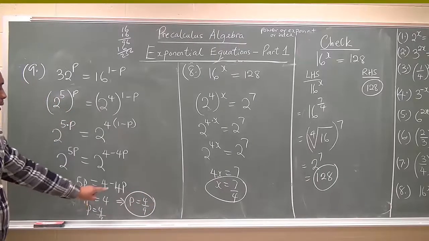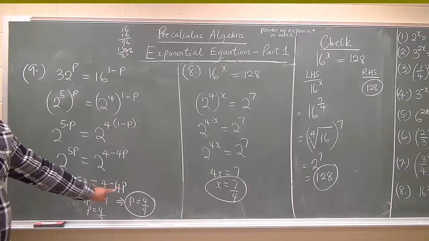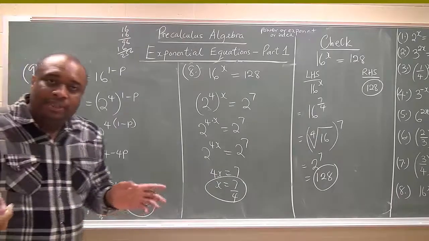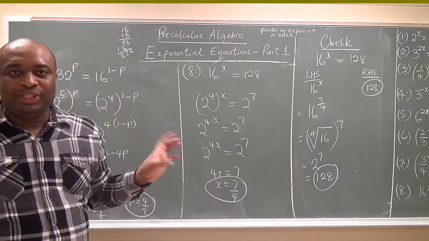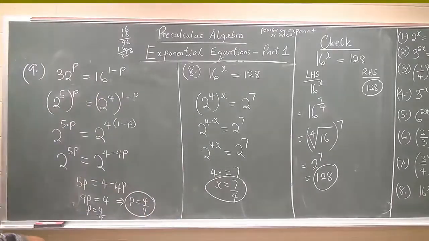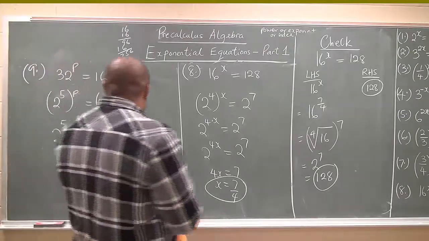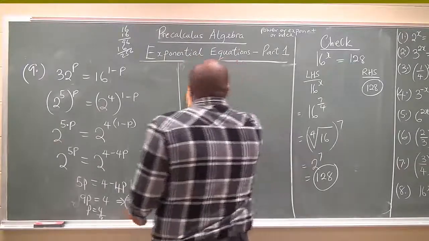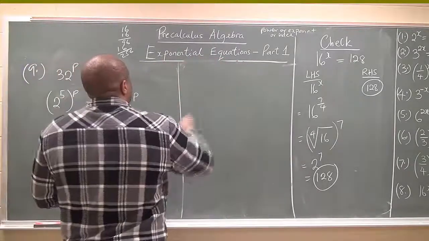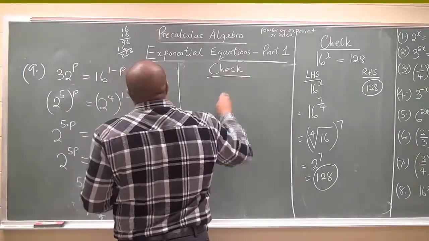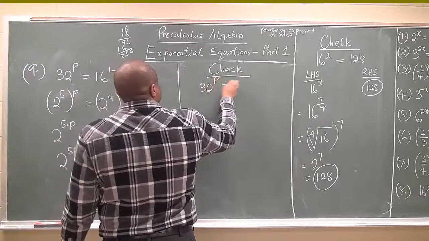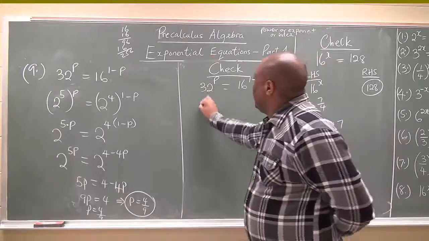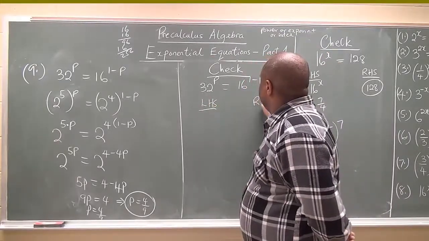Now, please, if your question is, how did you get 9p? Then I will say, go to my website, view my video on linear equations. Okay? If your question is that. Okay, so our p is now 4 over 9. What do we do next? We do what? We check. And then we write our check. Then we write the main exponential equation. And then after that we write our left hand side and our right hand side.